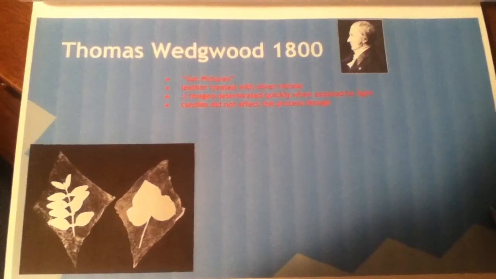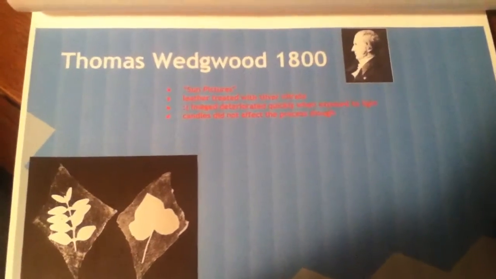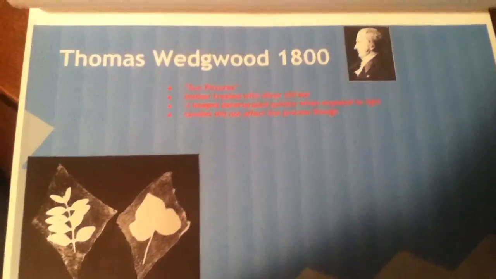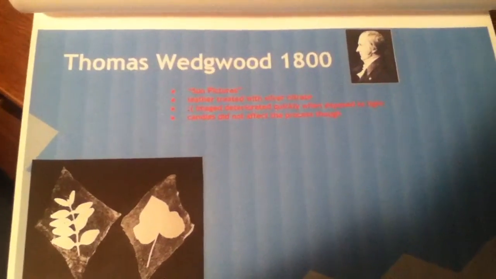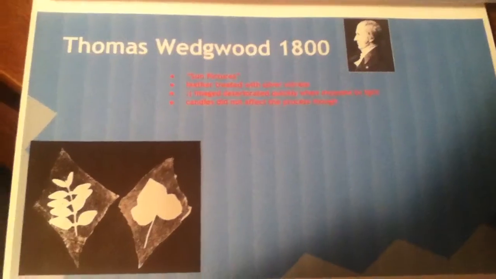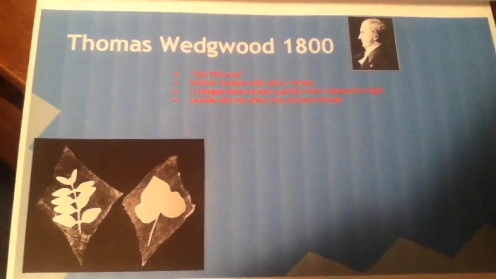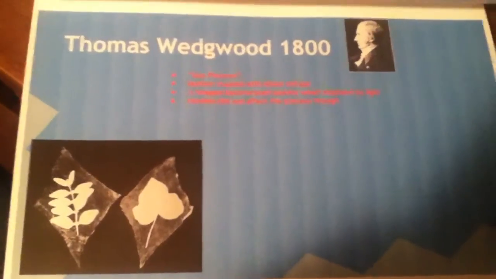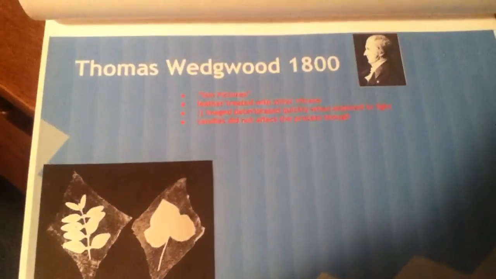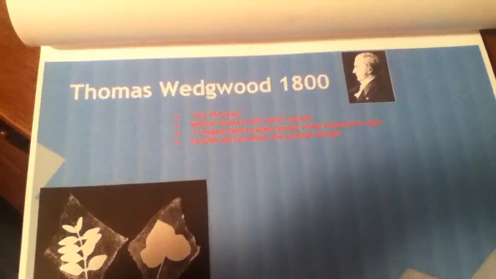Thomas Wedgwood of the 1800s created these images called sun pictures, which he created using the pinhole camera, and inside the camera he placed leather that was treated with silver nitrate. And silver nitrate is a very reactive compound to light. It's very light sensitive. So when the light would hit it, it would change and leave marks.